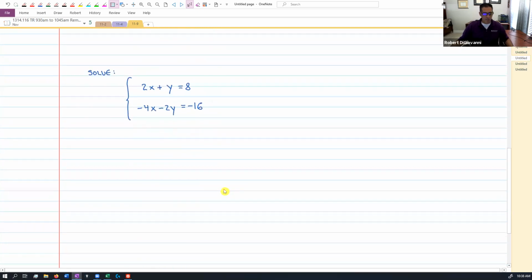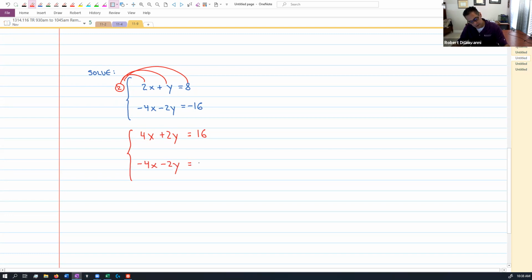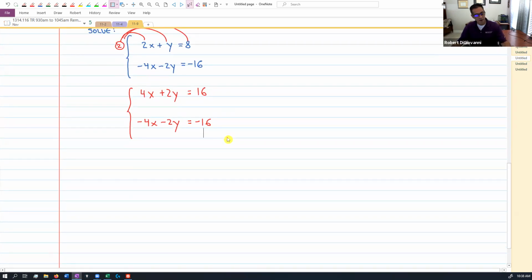All right, what about this problem? I'm going to do the same method, elimination. Let's make the x's go away. Multiply the top one by 2, because if I hit it with a 2, it becomes a 4x. It'll cancel with this negative 4x. So we get 4x plus 2y equals 16. And on the bottom, negative 4x minus 2y equals negative 16. I didn't change the second one, but I multiplied through by 2 on the top. Now add down.